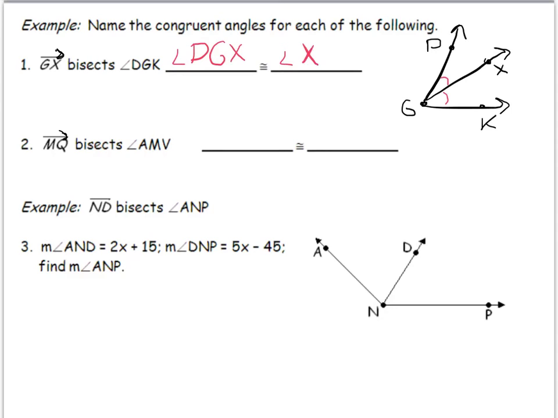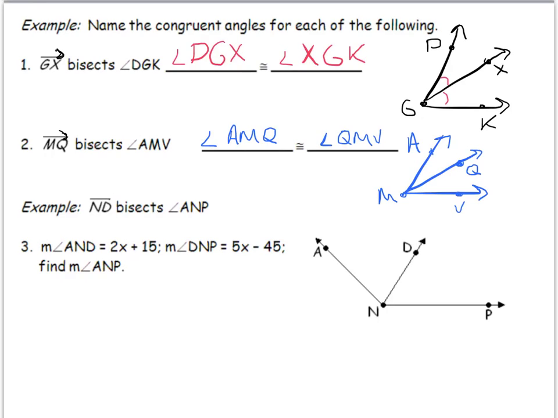So once you've got that written down, go ahead, pause the video, and do the next one. We'll see if we get the same answer. So for the second example, hopefully you ended up getting that angle AMQ is congruent to angle QMV.